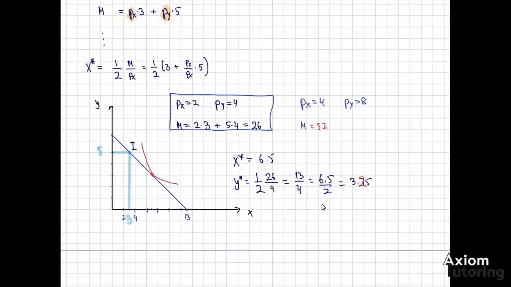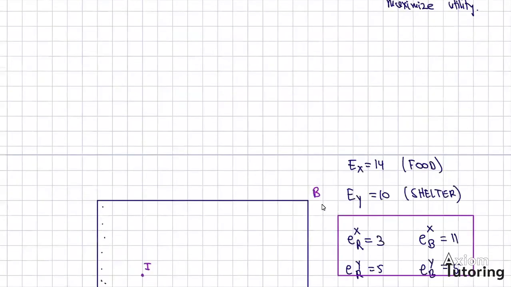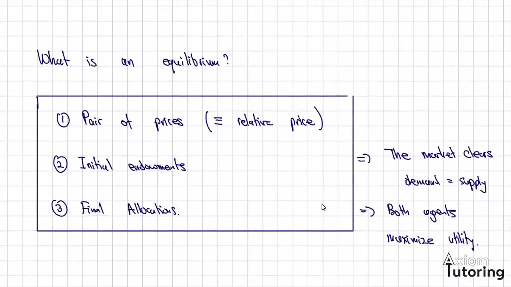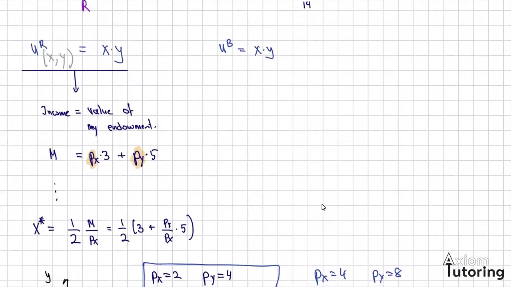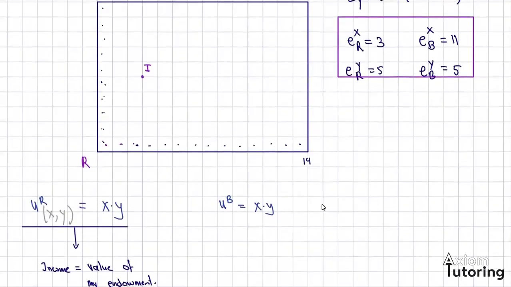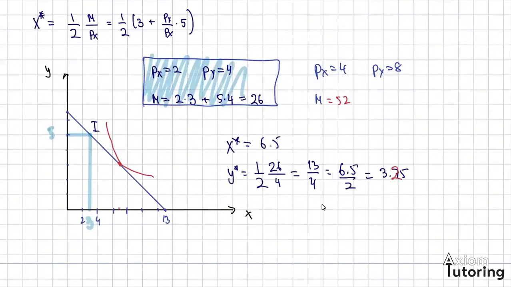Now, I juggled a lot here with just some numbers. And what I want you to realize is that I started off with this idea of what is an equilibrium, and I said a pair of prices, initial endowment, final allocation, such that the market clears, so demand is equal to supply, and both agents maximize utility. And I went through this roundabout just to show you that for a given endowment, I can come up with some arbitrary prices, which I did here. And I could come up with some final allocation for me. Of course, this will imply what the final allocation for the other person should be if the markets were to clear.